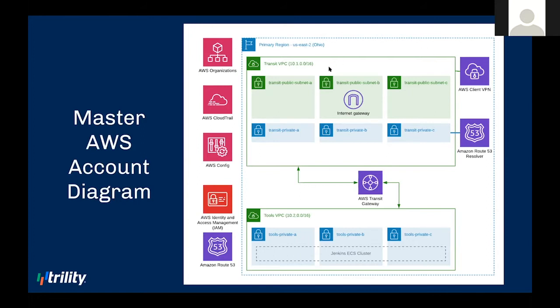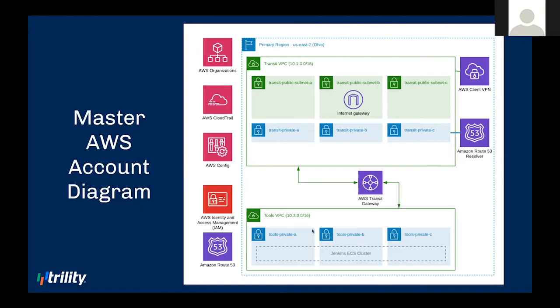We're going to create a transit VPC. The transit VPC is really not going to contain very many resources. It's there so that we can attach the transit gateway to it. We can attach our client VPN to it, and our Route 53 Resolvers. So it's really there for what I would consider global services that are going to be available to any of the VPCs that connect via the transit gateway.